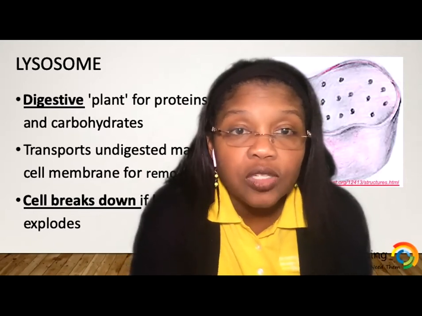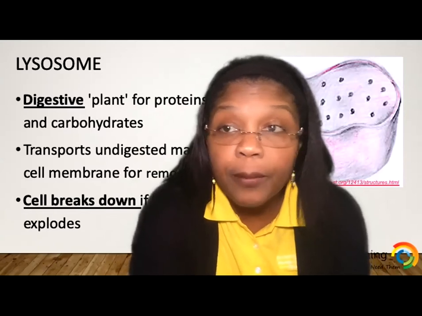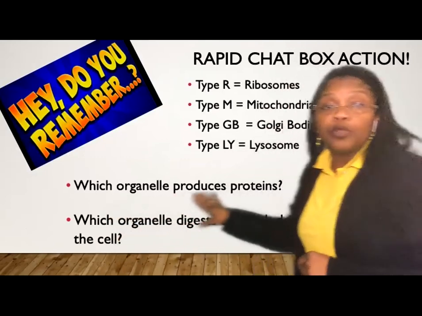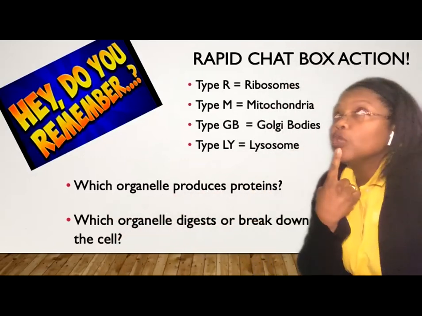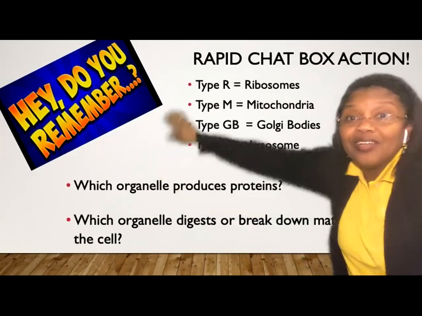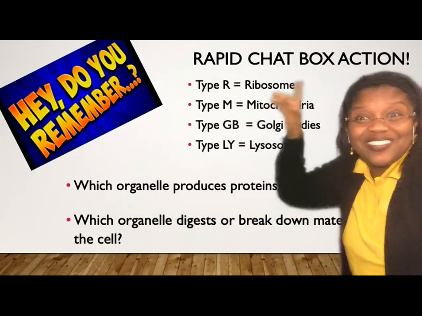All right, so what else do we have here? Oh, real quick, do you remember? We're actually almost done, guys. All right, so here we go. Which organelle produces proteins? What do I eat that I can get proteins from? Did you remember? Ribs, ribosomes.